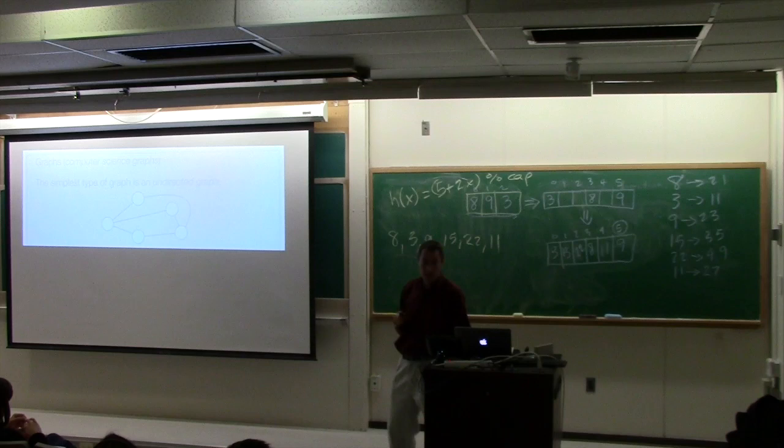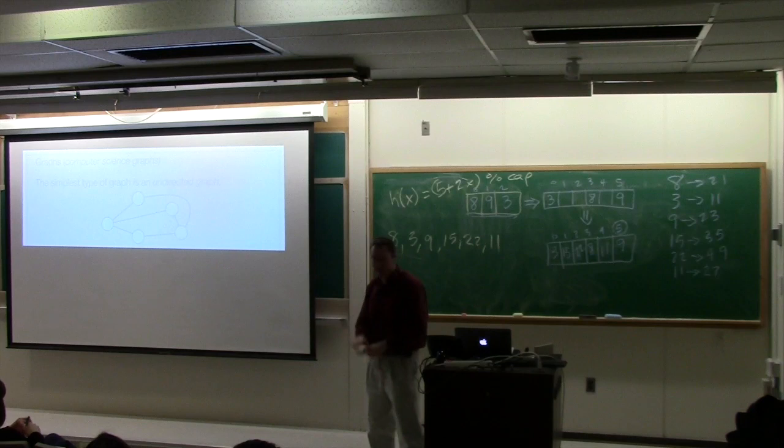Okay, here's the simplest type of graph. We call it an undirected graph. The reason we call it undirected is because if you'll notice in some of the other graphs, they've got arrows on them, right?